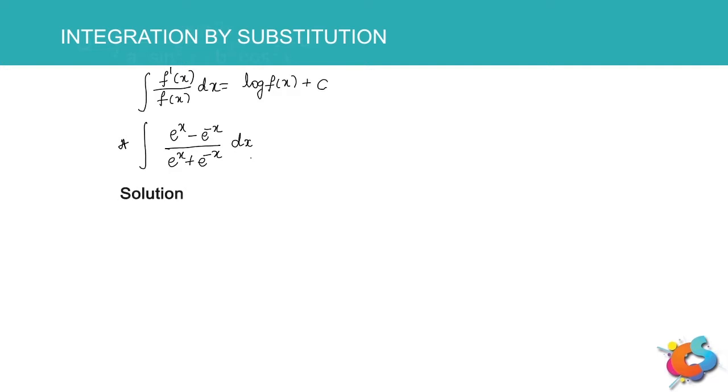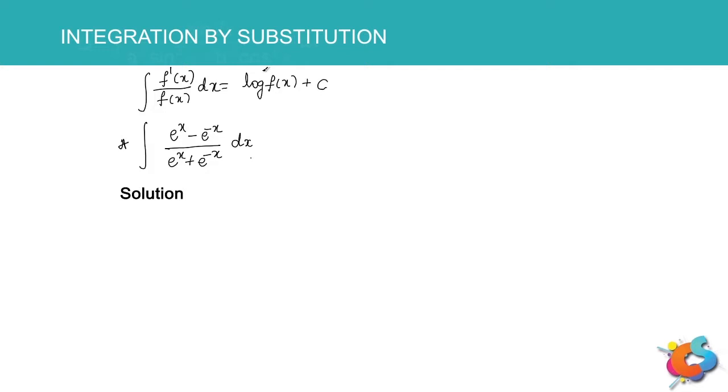So let us consider one more problem. The integral of e power x minus e power minus x by e power x plus e power minus x. If you use this formula, we can see that the numerator is the derivative of the denominator. So whenever f dash x by f of x is there, we can write it directly as log of f of x. That is one way of solving the problem.